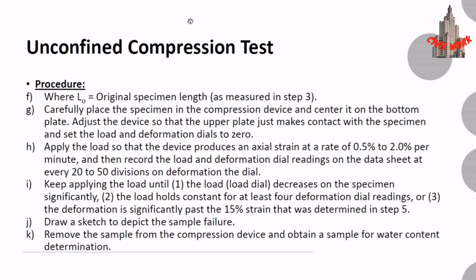This is a very important part because we have to calibrate both the load and deformation dials to 0. Apply the load so that the device produces an axial strain at a rate of 0.5% to 2.0% per minute, and then record the load and deformation dial readings on the datasheet at every 20 to 50 divisions on the deformation dial. Keep applying the load until the load decreases on the specimen.